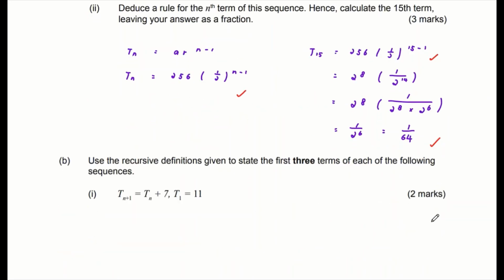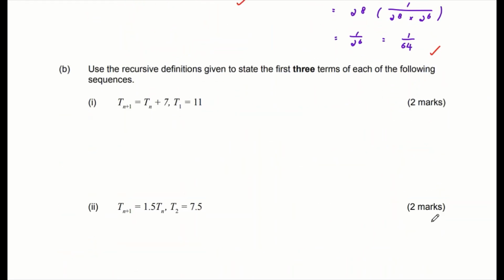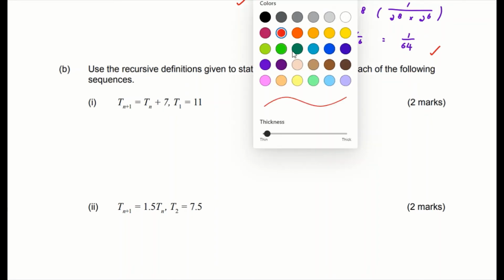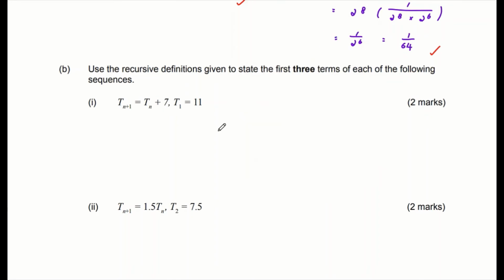All right, so part B, use the recursive definition given to state the first 3 terms for each of the following sequences. All right, so this is not hard as well. So the first one, how do you get a future term? You use the current term plus 7. So this is obviously an arithmetic sequence. You are given the first term, which is 11. So for the next term, it will be plus 7, so 18, plus another 7, so 25.